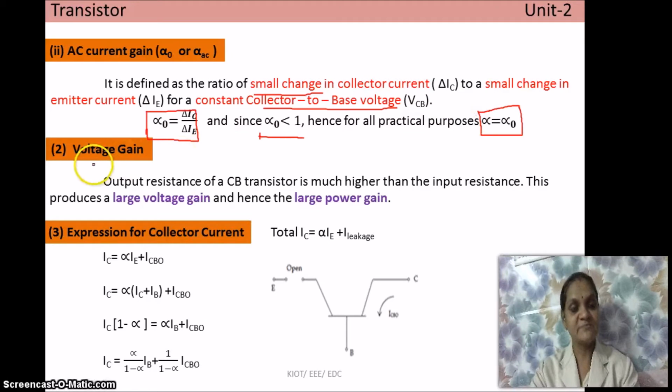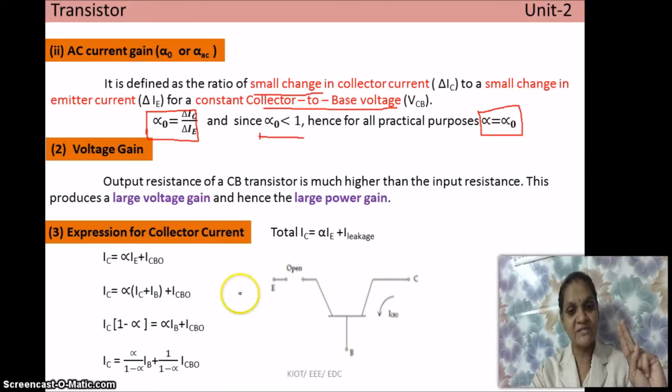The next parameter is voltage gain. Voltage gain is defined as the ratio of output voltage to input voltage. Output voltage is dependent on output resistance and input voltage is dependent on input resistance. In common base configuration, which decides the output resistance? In any transistor, there are two types of junctions. One is the emitter base junction, which is used here for the input, and another one is the collector base junction, which is the output here.